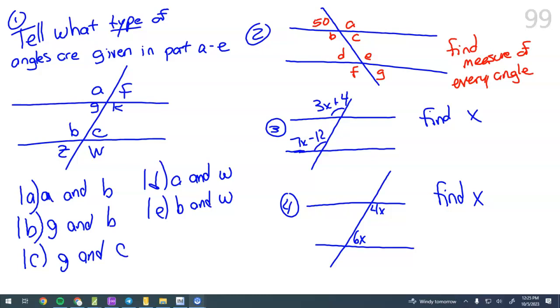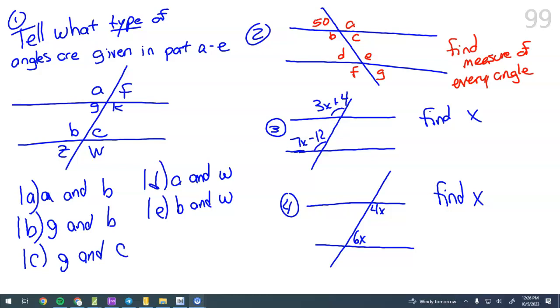K and C. Good. One C is G and C. So that's these two guys. So they're still interior. You're still inside the parallel lines. But now you're on opposite sides of the transversal. So that's your alternate interior. What's the other pair of alternate interior? So you got G and C. What's the other one? A and B. Good.